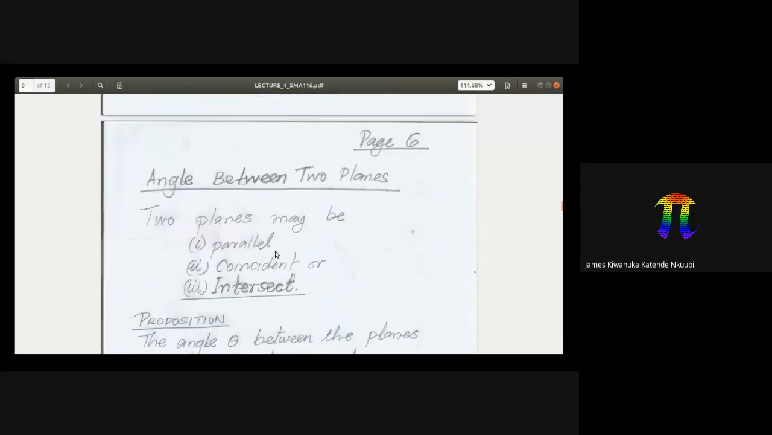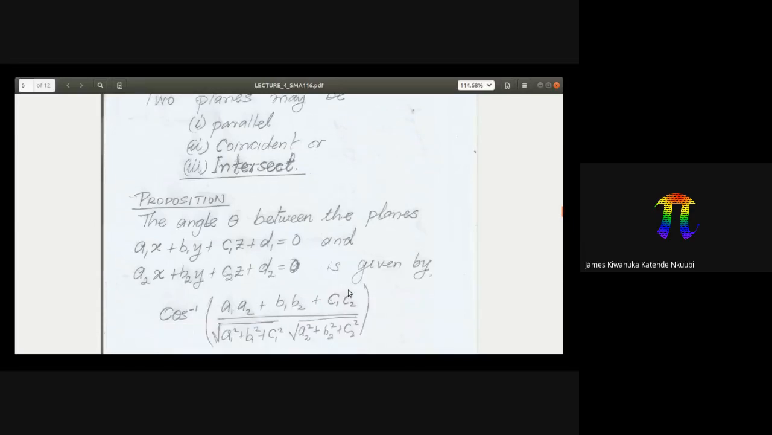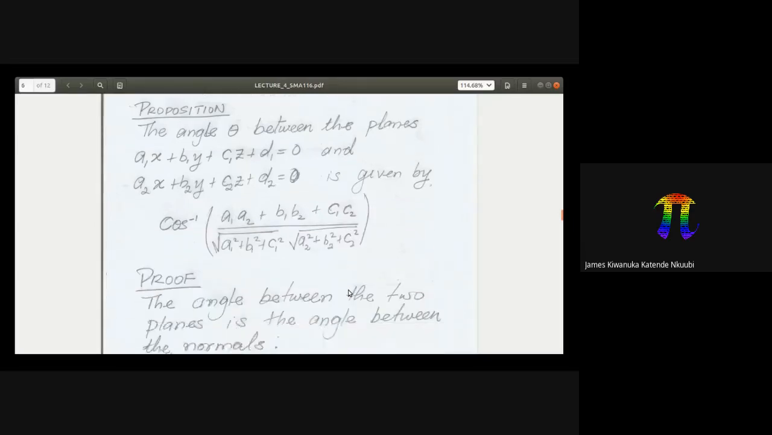Now we want to consider the angle between two planes. So anytime you have two planes, you have three options. They can either be parallel, they can coincide, or they have a line of intersection. So those are the three possibilities. If they are coincident, then the angle is 0. If they are parallel, the angle is 0, I think. If they intersect, they will have some angle between them and 0. So let's see how we find that angle.